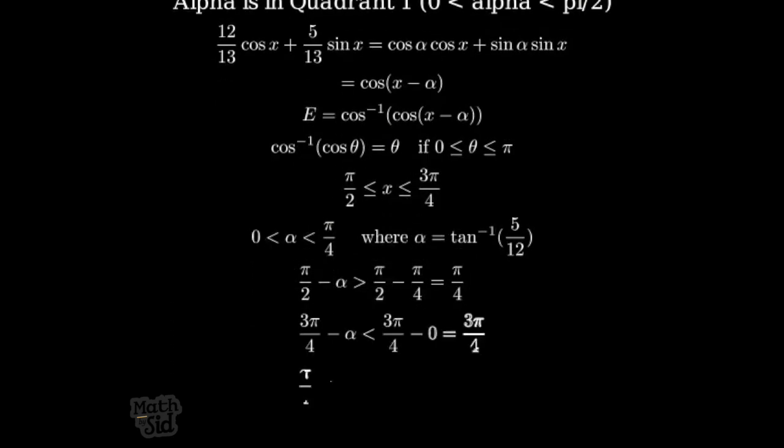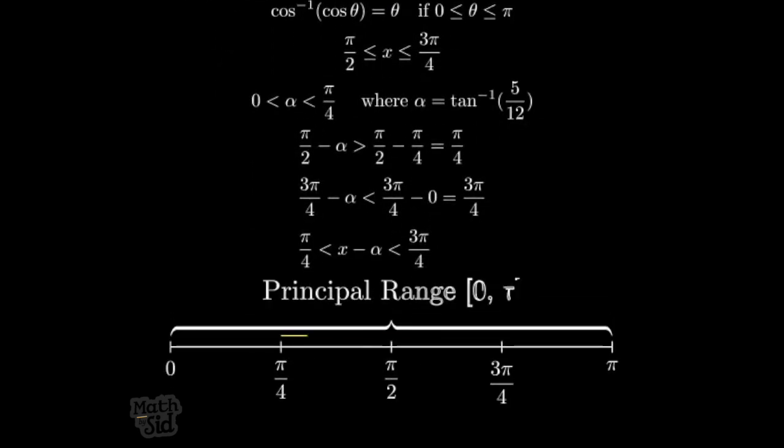Now let's find the range for x minus alpha. The minimum value is pi over 2 minus alpha. Since alpha is less than pi over 4, pi over 2 minus alpha is greater than pi over 4. The maximum value is 3 pi over 4 minus alpha. Since alpha is greater than 0, 3 pi over 4 minus alpha is less than 3 pi over 4. So, x minus alpha lies between pi over 4 and 3 pi over 4.